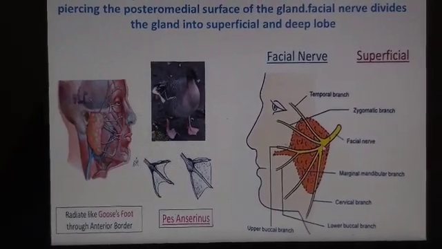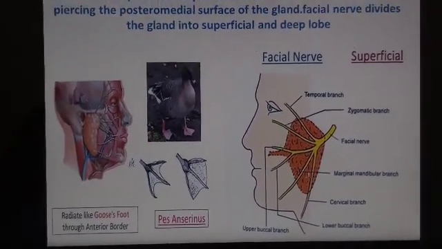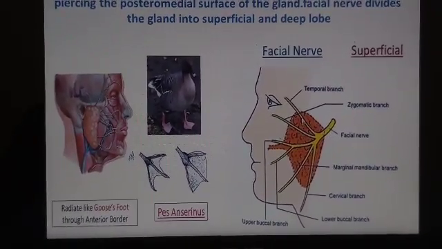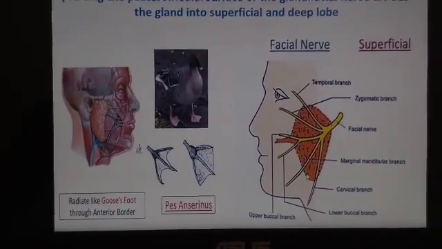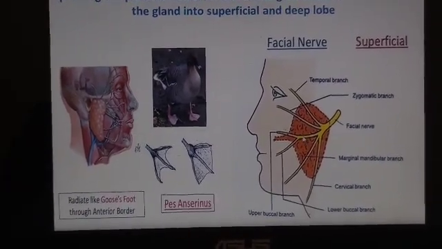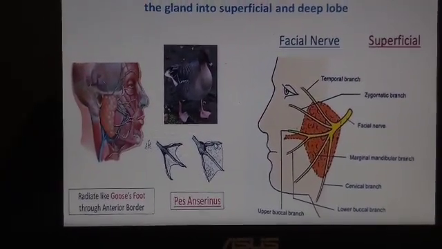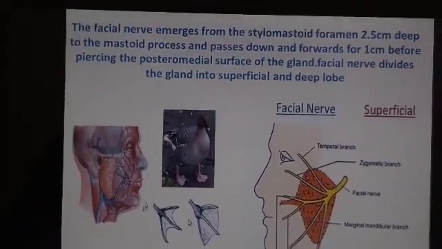So these are the structures for the facial nerve. The facial nerve passes through the substance of the gland in the form of the temporal branch, zygomatic branch, buccal branch, marginal branch, and the cervical branch. These are just like the radiation of a goose's foot, hence the name pes anserinus.